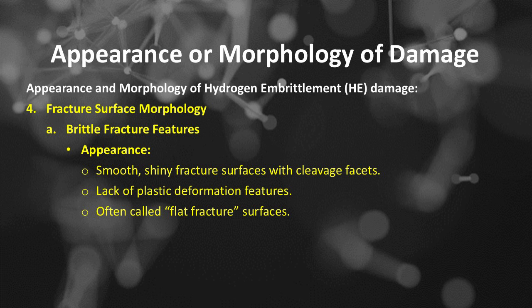Appearance and morphology of hydrogen embrittlement or heat damage. Number 4 is fracture surface morphology, includes, number A, brittle fracture features. The appearance of this brittle fracture features are smooth, shiny fracture surfaces with cleavage facets, lack of plastic deformation features, often called flat fracture surfaces.